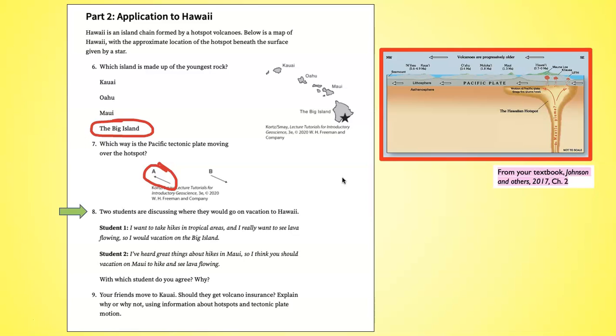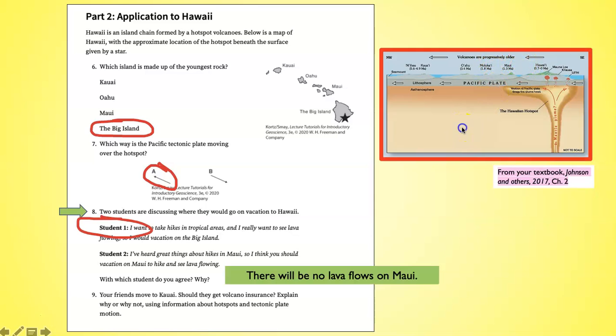2 students are discussing where they would want to go for vacation. One student says they want to take hikes in tropical areas and see lava flowing, so they want to go to the big island of Hawaii. A second student says that they've heard great things about hikes in Maui, and they also want to see some lava flowing. So which student do you agree with and why? We know that the last time Maui had erupting volcanoes was 1.3 million years ago. So student 1 made the best choice if they want to see lava flows. There's not going to be any lava flows in Maui or any other island in this direction.